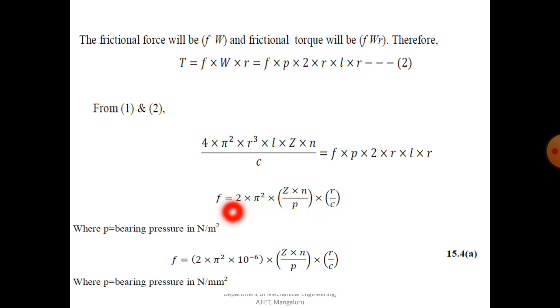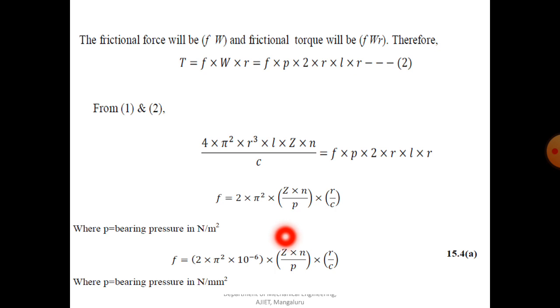Here the bearing pressure should be in Newton per meter square. So just one important note, P should be in Newton per meter square. If you are using P in Newton per millimeter square, you have to multiply by 10 to the power minus 6. So that is the standard equation given in your data handbook. That is F equals 2 pi square into 10 to the power minus 6 Z into N divided by P into R by C.